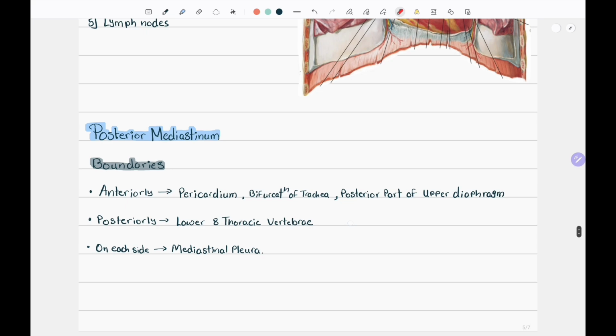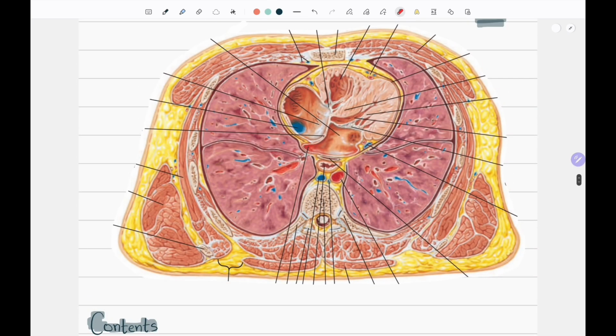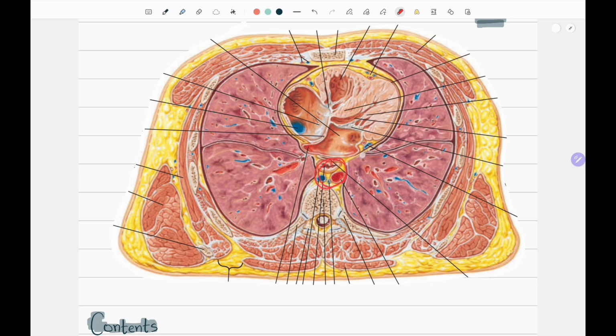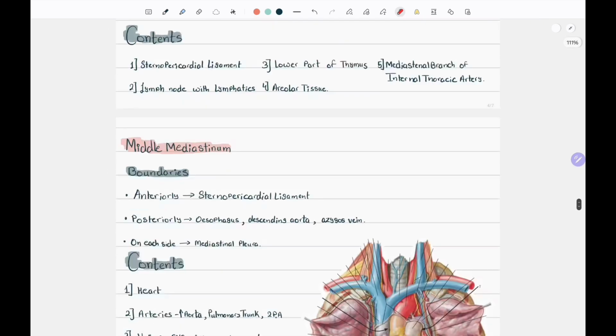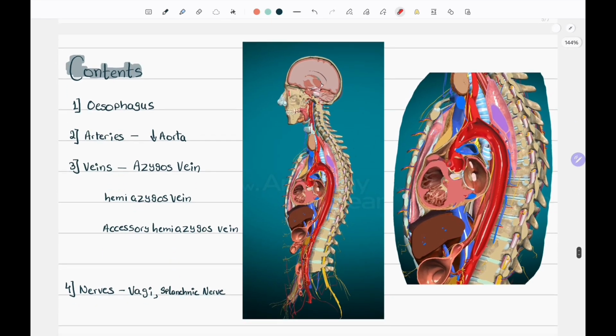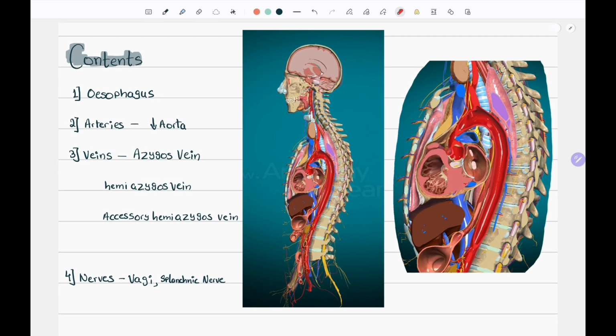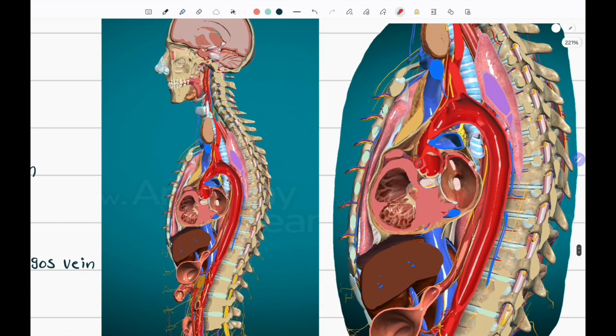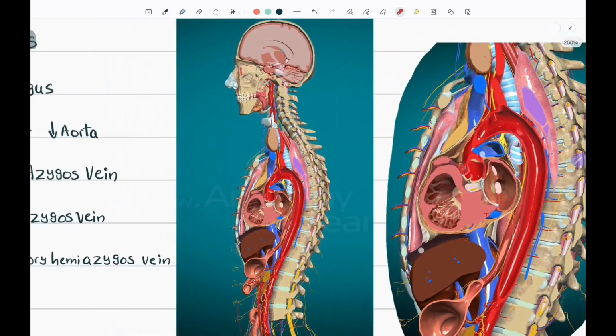On each side once again we have the mediastinal pleura. With the help of this diagram, this posterior mediastinum on each side has a boundary of mediastinal pleura. Now lastly coming to its contents. The first one is our esophagus. So the tube right behind the trachea is our esophagus. It is joining into the stomach. So as you can appreciate, it is lying posterior to the heart. So it's a content of the posterior mediastinum.